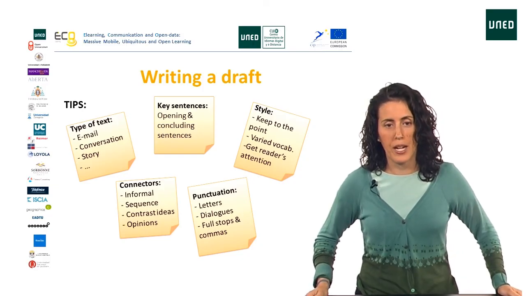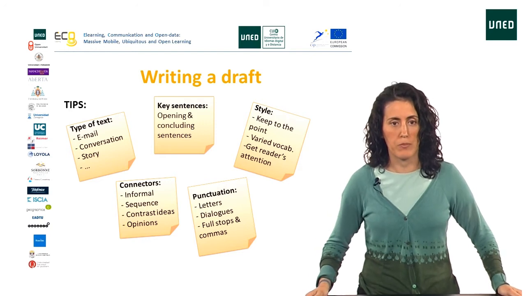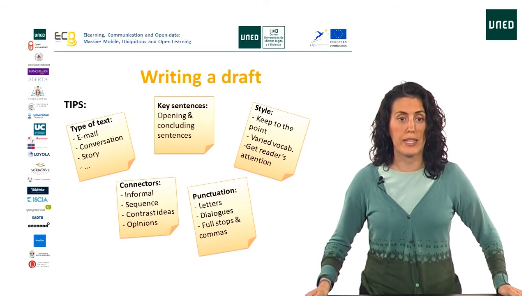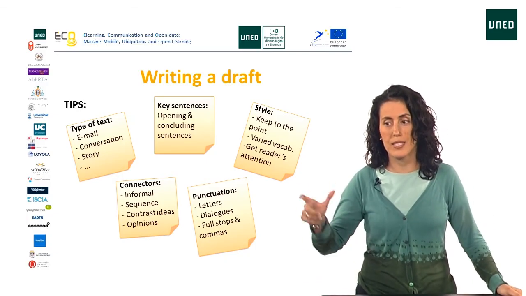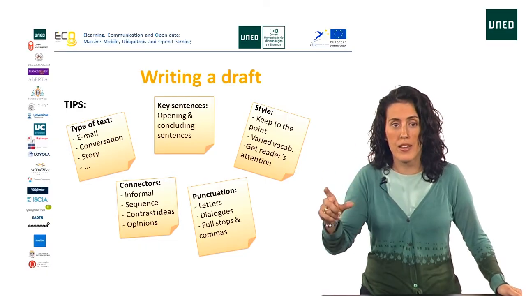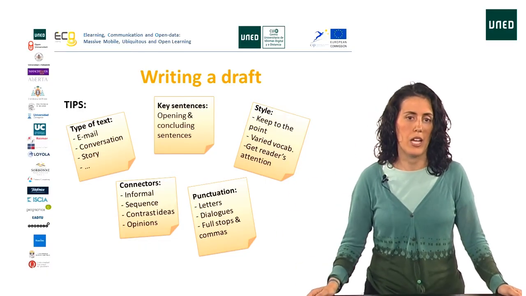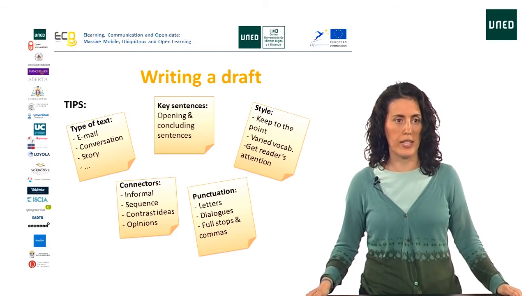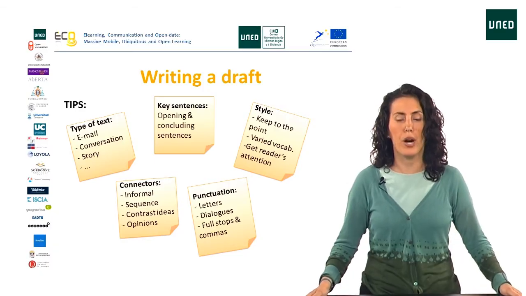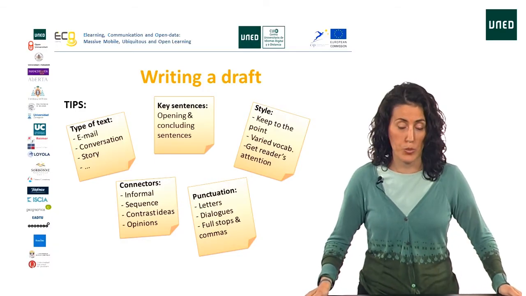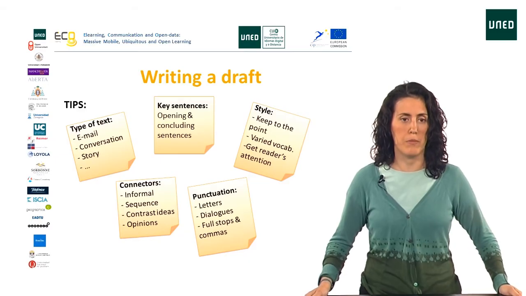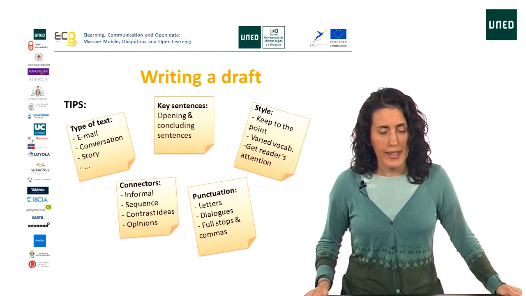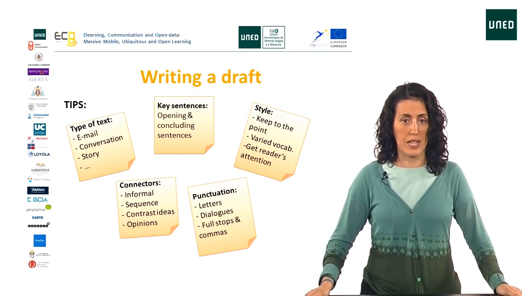If it's an informal piece of writing, then you should use some connectors. If it's a story, for example, that you have to write, then you have to use connectors that sequence what's going on: and then, and finally, etc. If you are discussing something, you'll have to contrast ideas, you'll have to use however, but, and you will be asked to give your opinions: in my opinion, etc.